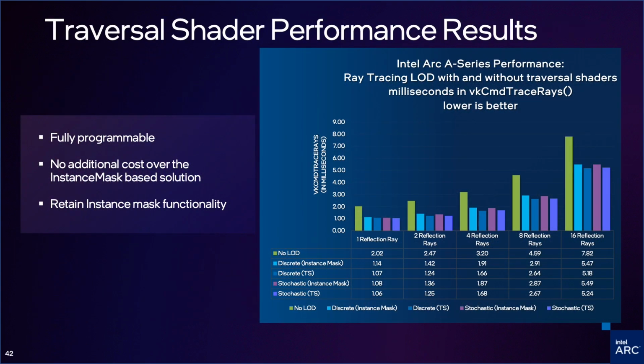So just a little bit here on the right about performance. When we compare this to the instance mask technique, we're basically able to get about the same level of performance as the instance mask. So there's no additional cost, but we have the full programmability that the traversal shader provides. The other thing is we can retain that instance mask functionality for some of the original use cases that it was intended for.